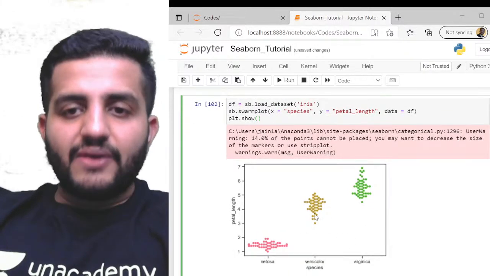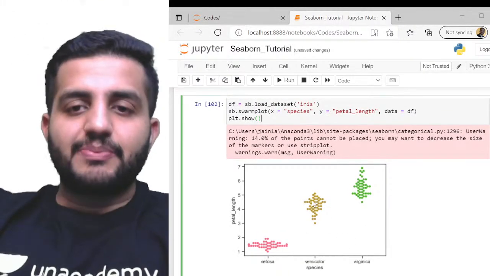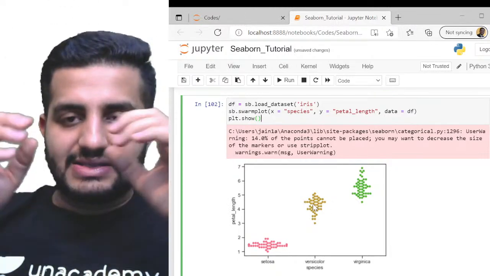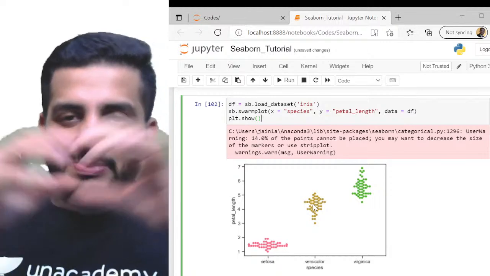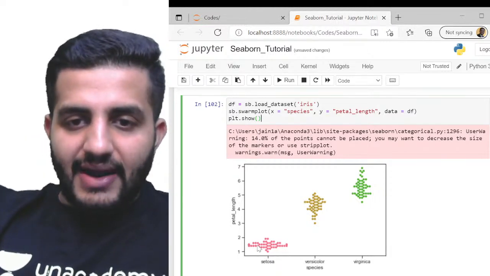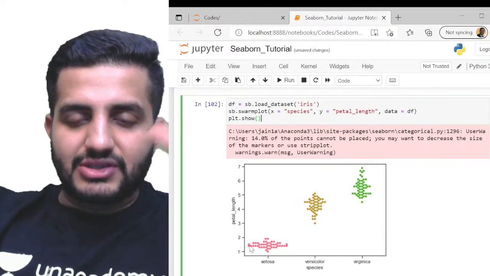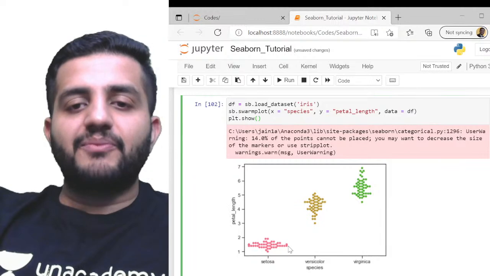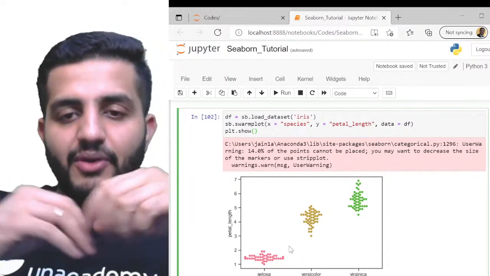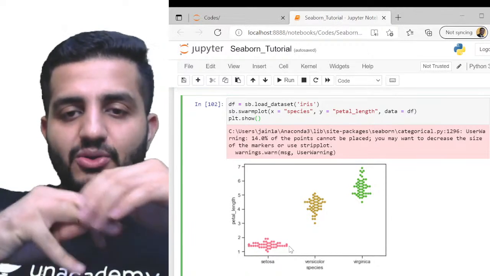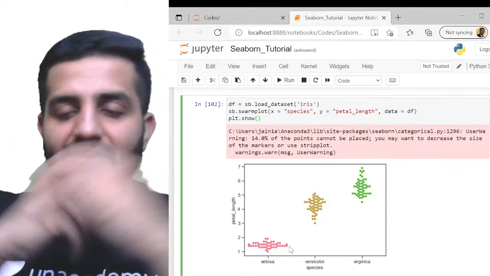Here each of the individual data points is plotted, and if any particular point is getting overlapped, it will spread out horizontally. Can you see this? At this particular value for setosa, around 1.4, I have the maximum number of points. So the number of leaves whose petal length is 1.4 in setosa is the maximum, and I can get that from this.